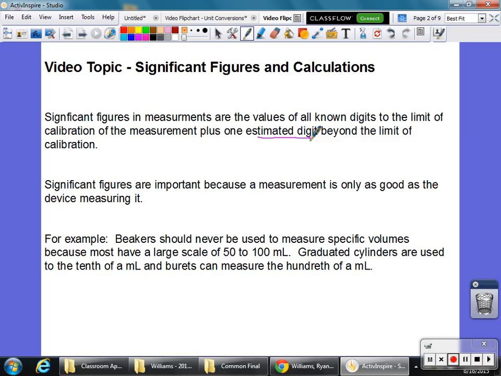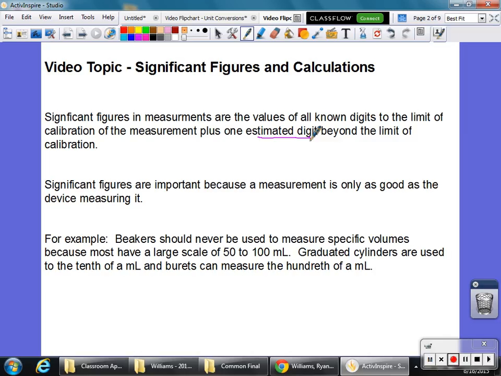This is important because you're only as good with a measurement as the device being used to make that measurement. For example, if we're trying to measure volumes of liquid, maybe you only need 400 milliliters as an approximation to heat a flask or a test tube. In that case, you could use a beaker because their graduations, there aren't that many of them. They may be 50 or 100 milliliters in between and aren't really good for measuring, but they give an approximation.